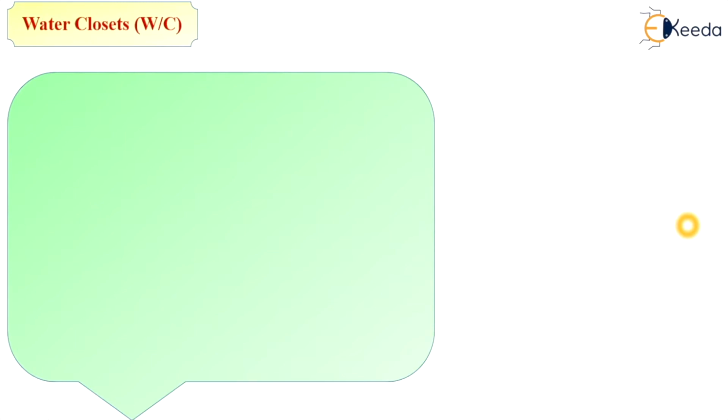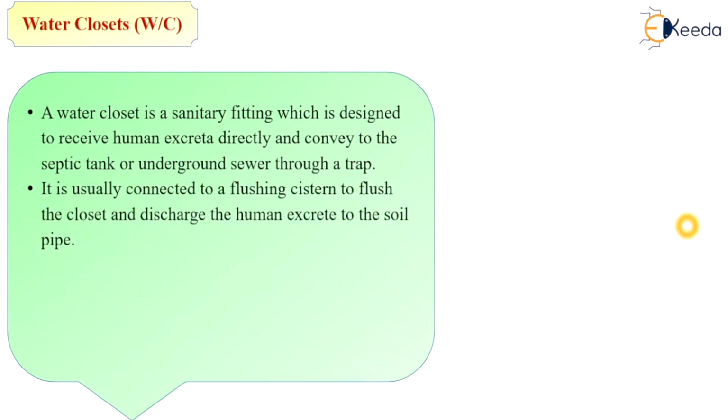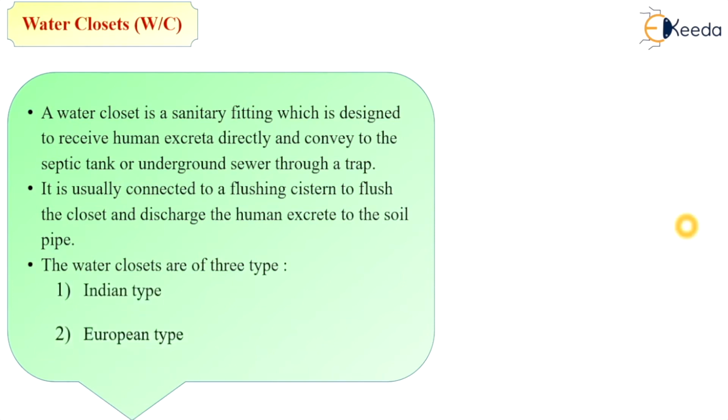So the next sanitary fitting is the water closet. As you all know, WC. A water closet is a sanitary fitting which is designed to receive human excreta directly and convey it to the septic tank or underground sewage through a trap. It is usually connected to a flushing system to flush the closet and discharge the human excreta to the soil pipe. The water closet is available in three types: the Indian type, European type, and Anglo-Indian type. So let's see its types one by one.